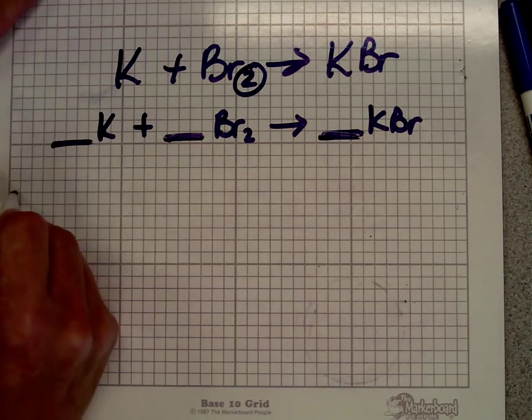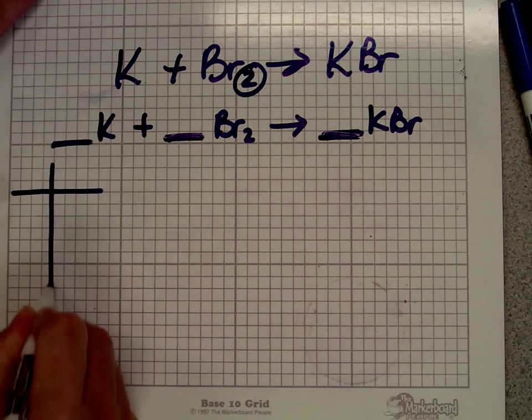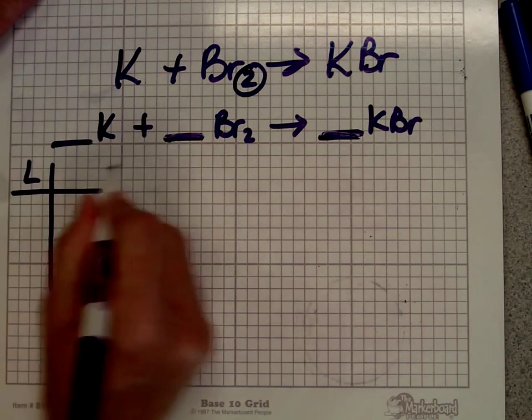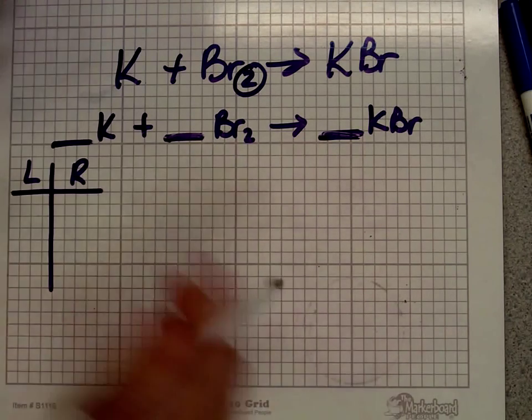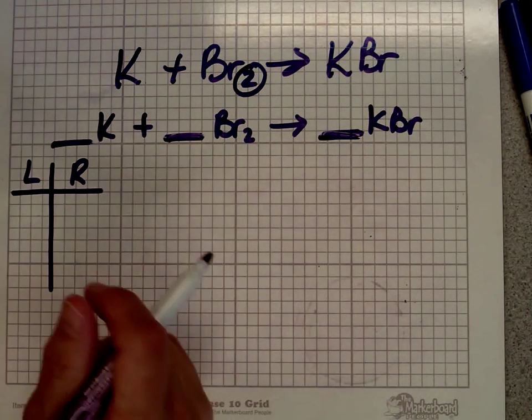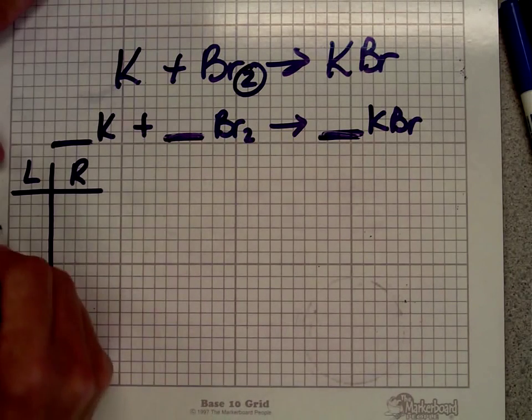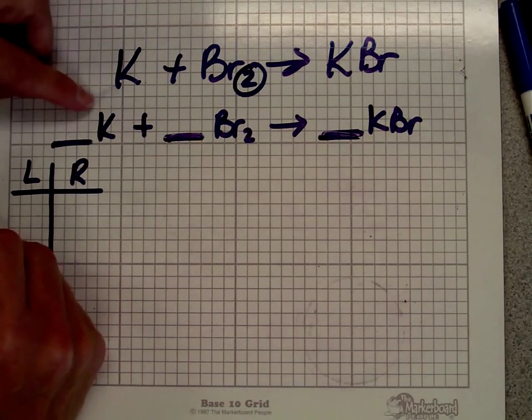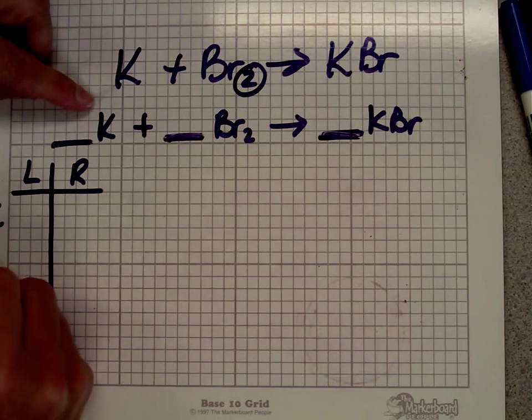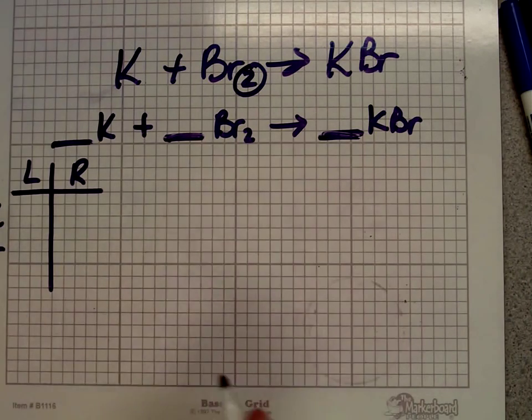So the way I balance chemical equations is I make myself a little T-chart. I ask what's on the left side of the arrow and what's on the right side of the arrow. You can list this as products and reactants if you want. I choose right and left just because it helps me keep it straight in my little brain. And then I write what elements or compounds I have. I have potassium and I have bromine, and that's all I have in this equation.